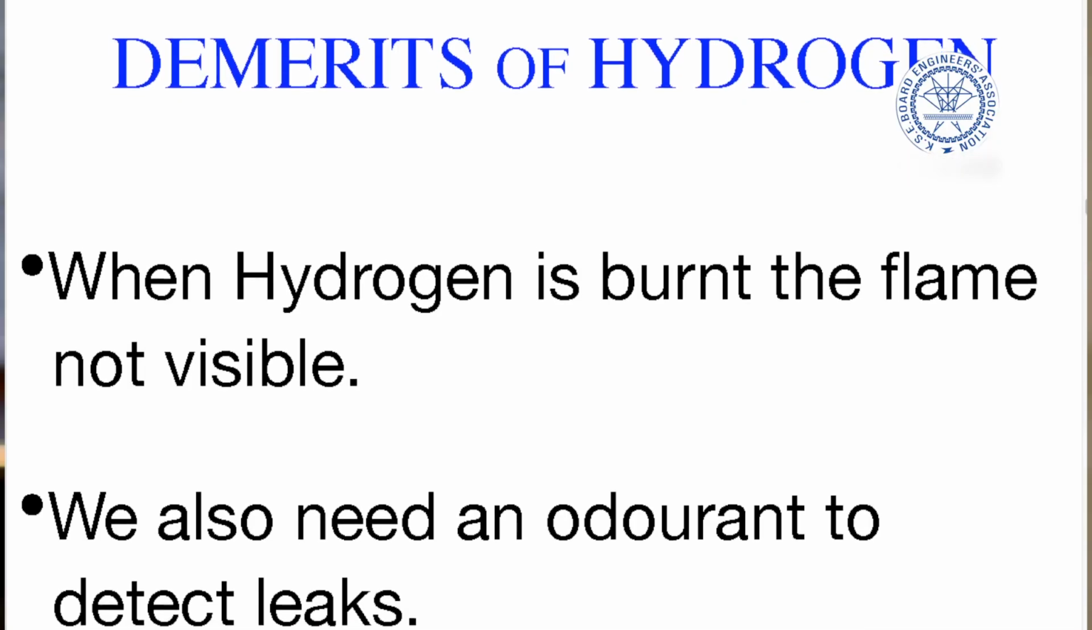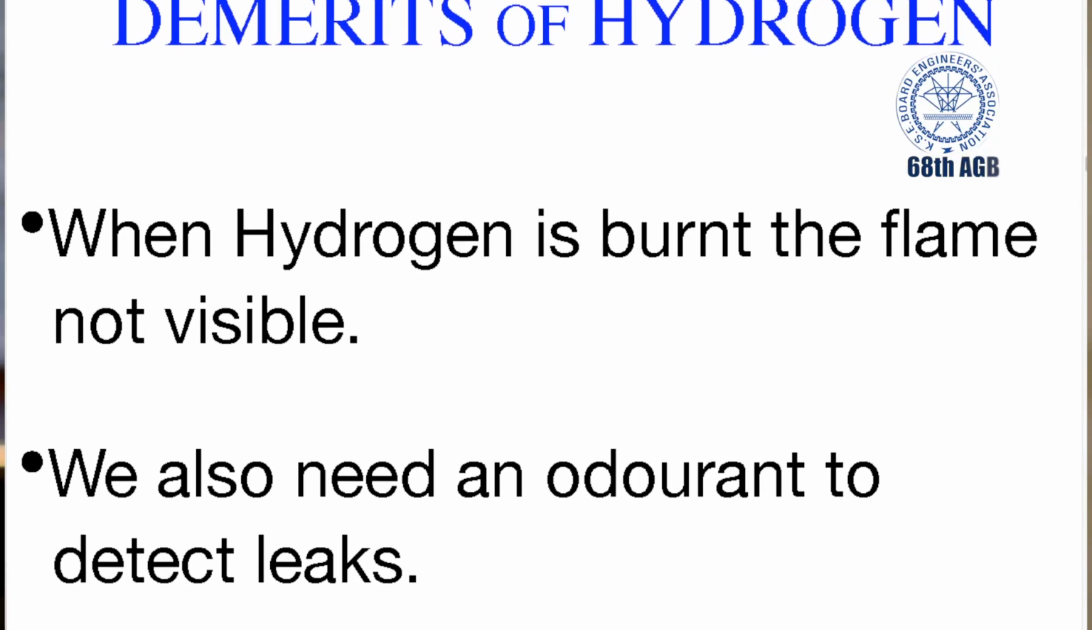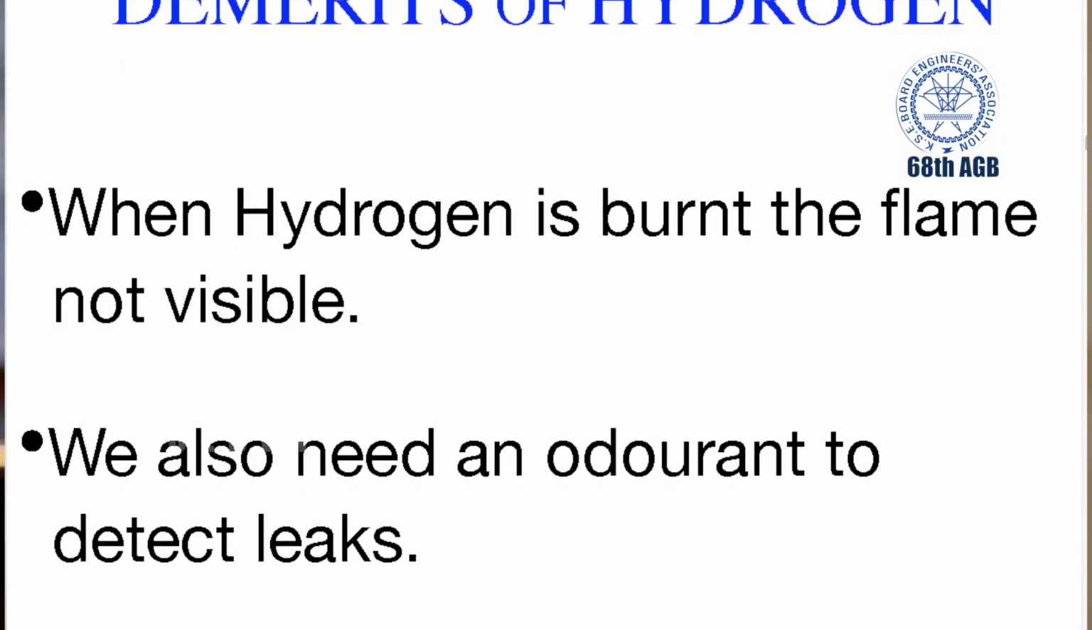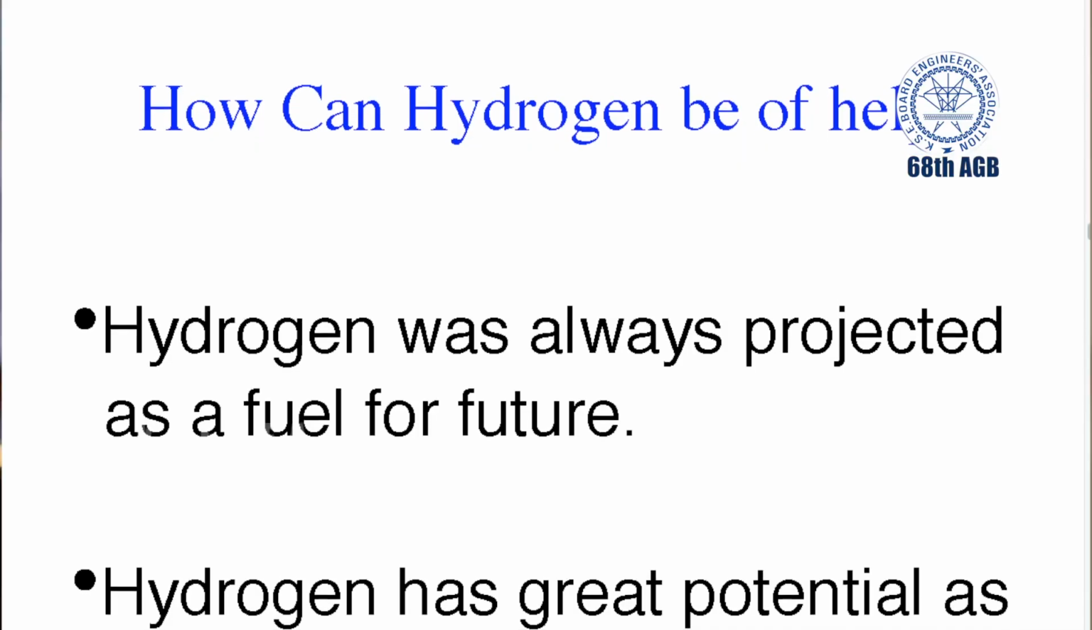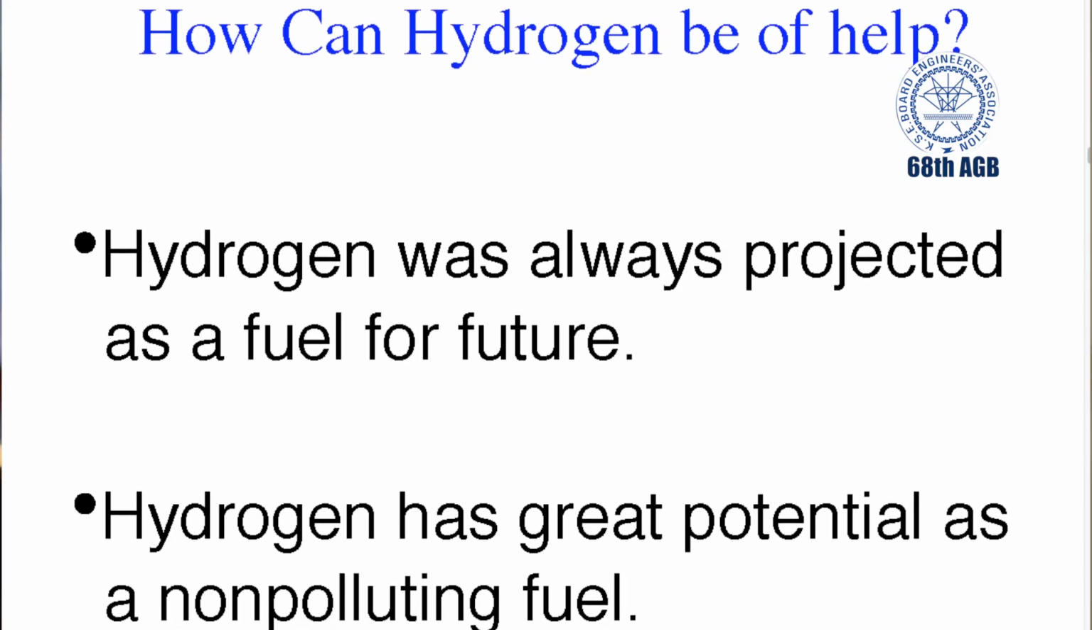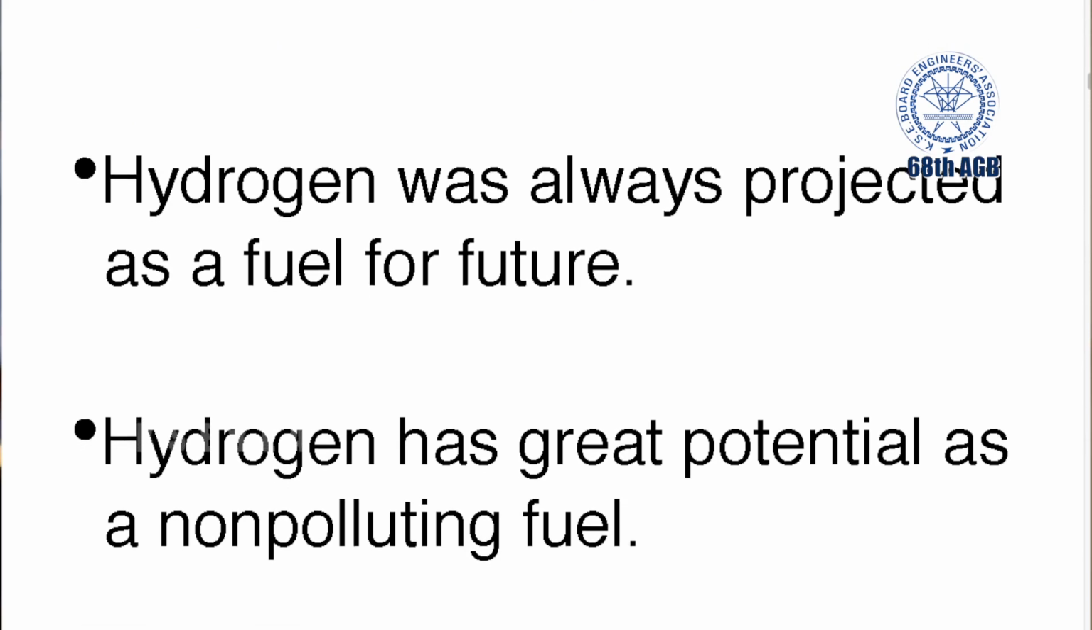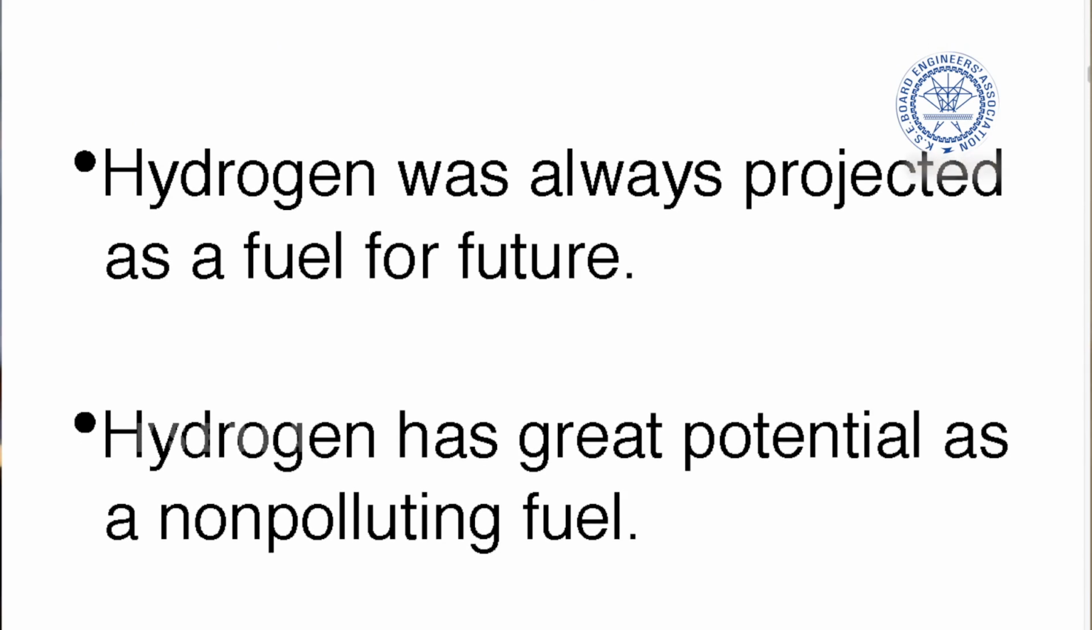What are the demerits of hydrogen? When hydrogen is burnt, the flame is not visible. Hydrogen is a colorless, odorless gas. We also need an odorant to detect leaks if this is used as a cooking gas. How can hydrogen be of help? Hydrogen was always projected as the fuel for future. Hydrogen has great potential as a non-polluting fuel.